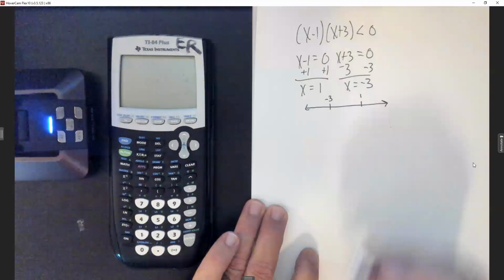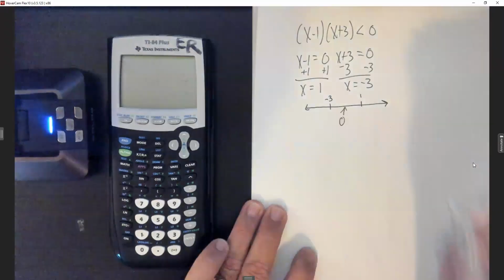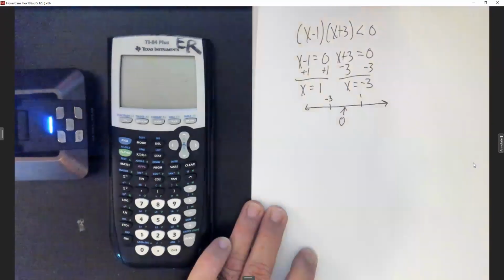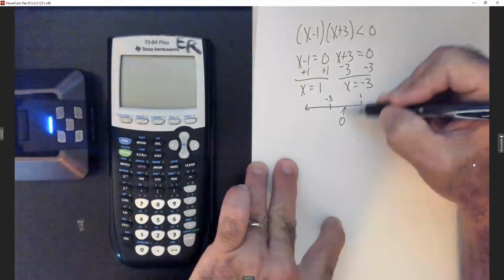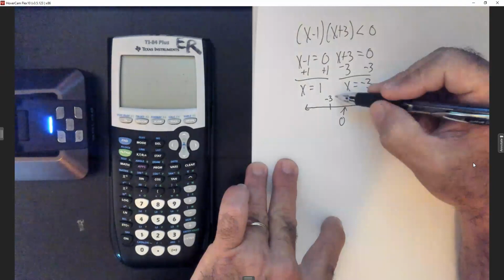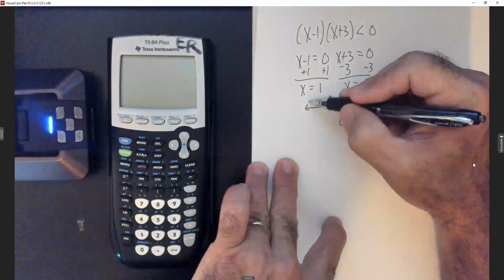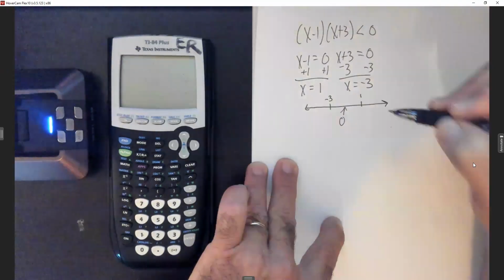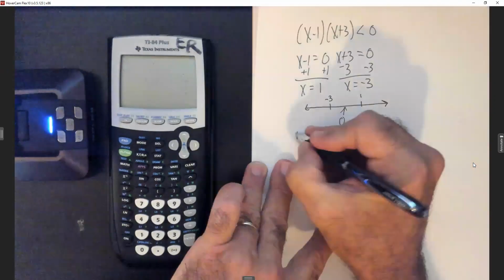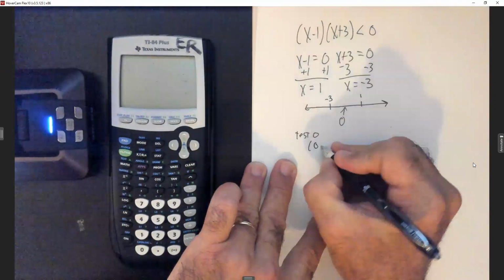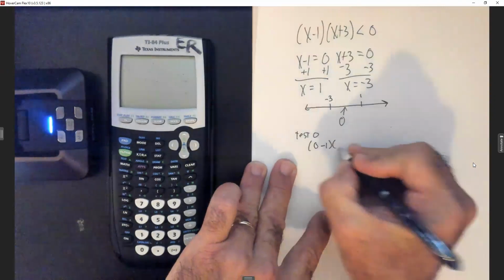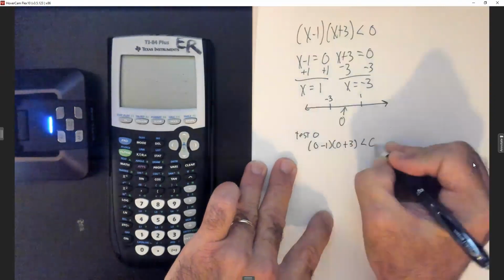And for me, 0 is right in the middle of that negative 3 and 1. Now remember, if it's true, I shade that in between. If it's false, I don't shade that, and I shade the outsides only. So let's test our 0. Put a 0 into here. So 0 minus 1, 0 plus 3 has to be less than 0.